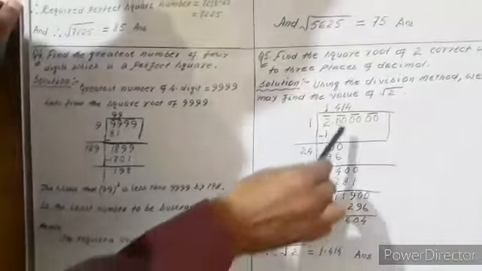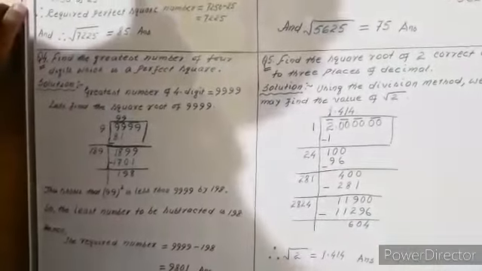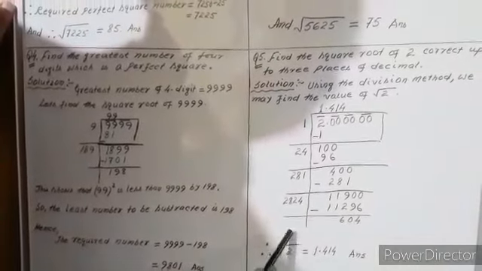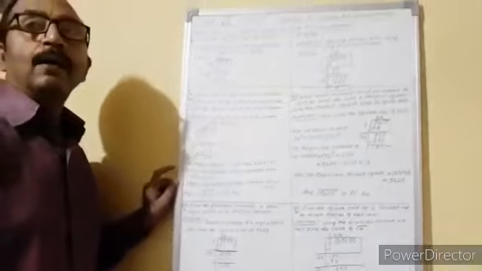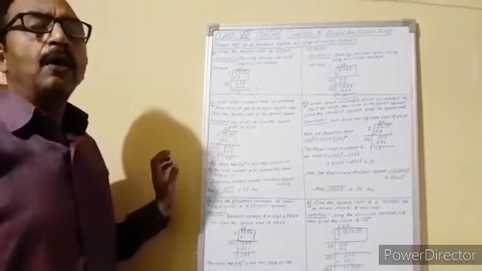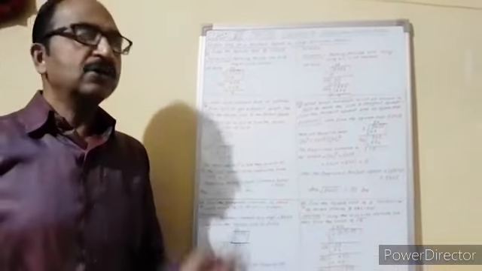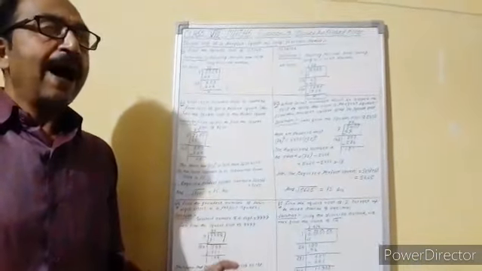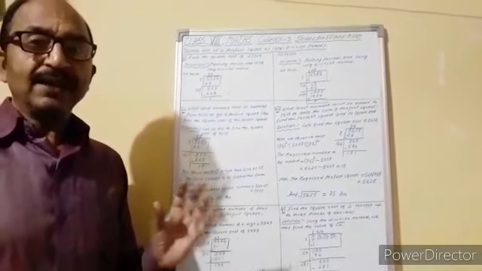Since we have to determine only up to 3 decimal places, so this is the square root. The square root of 2 is 1.414. That's all about the long division method of determining the square root. I hope that you have understood the process, and you have to follow the same process in order to solve the whole exercise. That's all. Thank you.